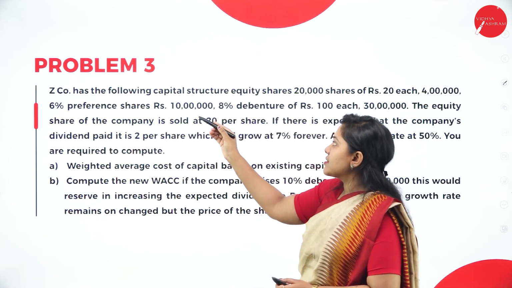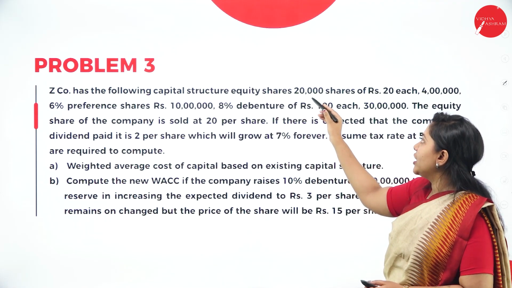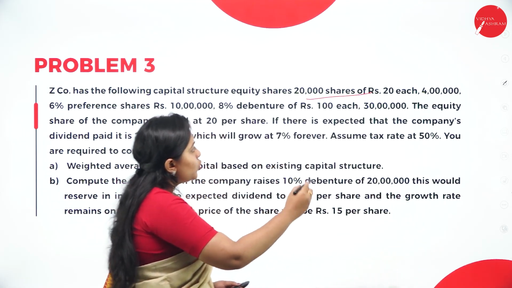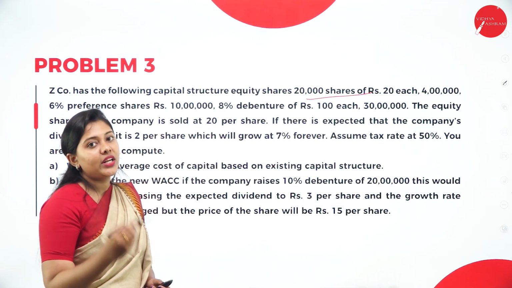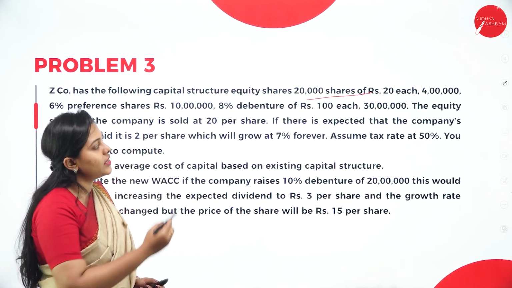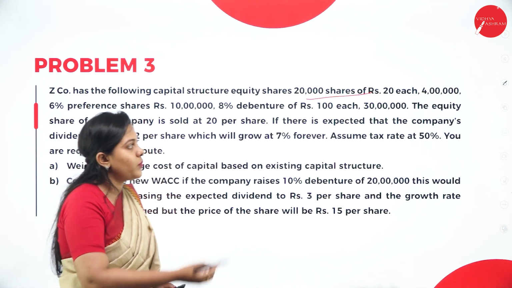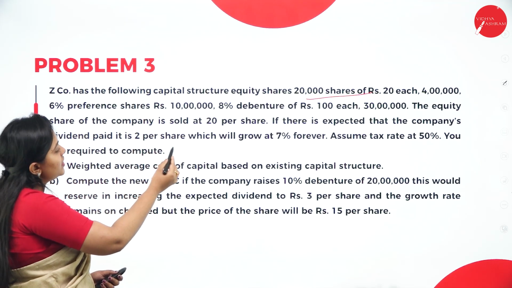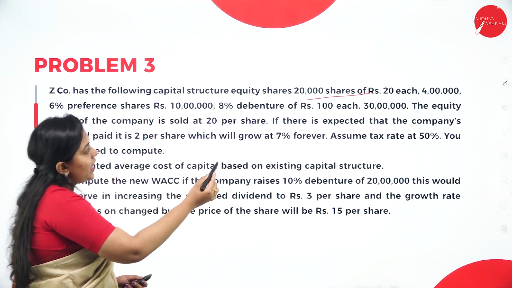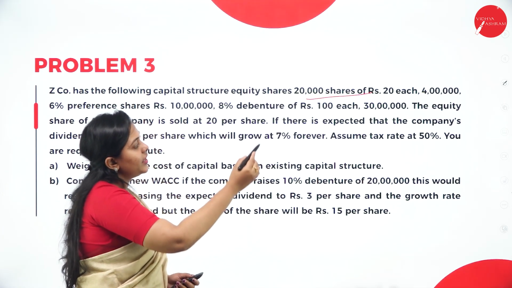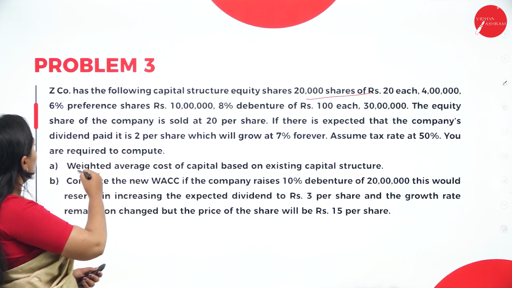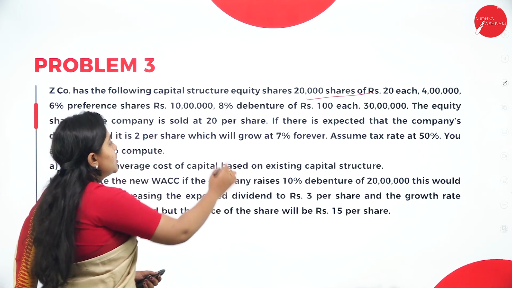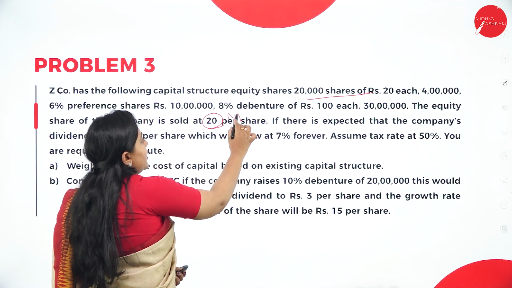Moving forward, let us take one more problem for your easy understanding. Z company has the following capital structure: equity shares, 20,000 shares of rupees 20 each. So 20 rupees is the face value. 6% preference shares of rupees 10 lakh, 8 lakh preference shares of rupees 100 each, 30 lakh. The equity share of the company is sold at 20 per share. So this is your net proceeds.